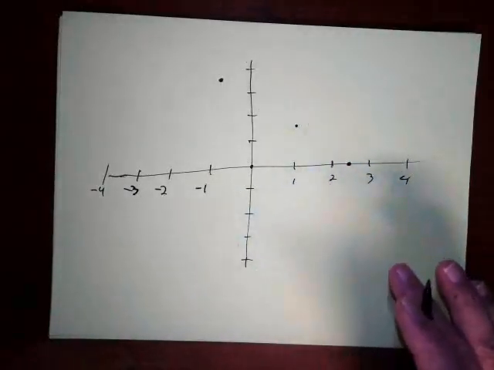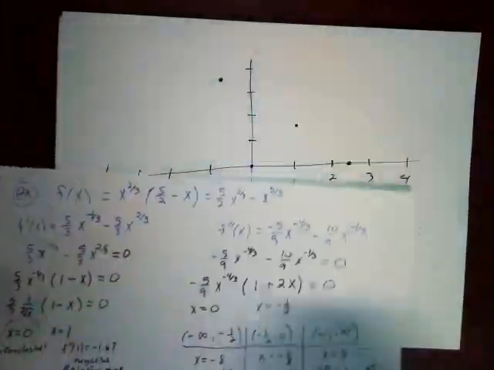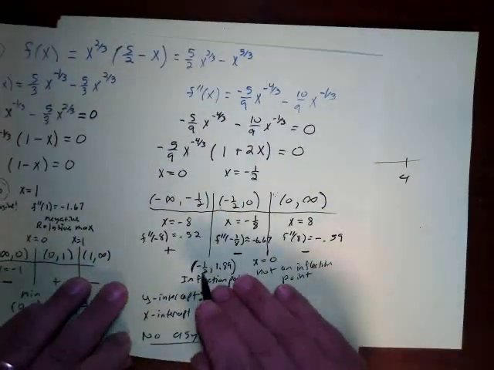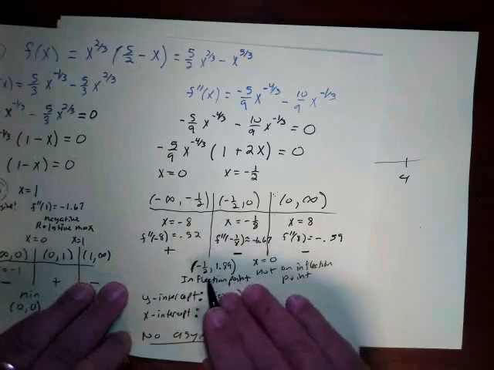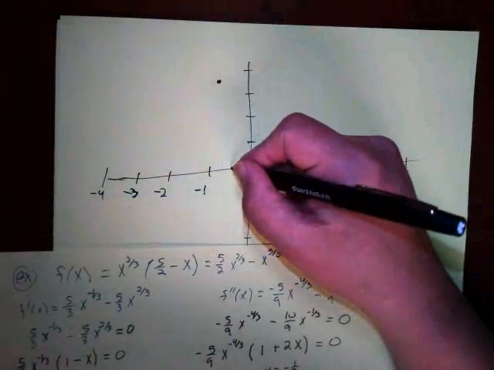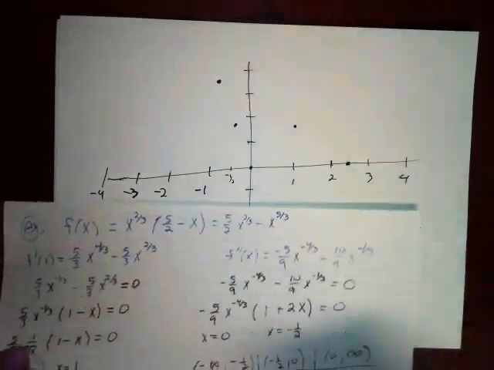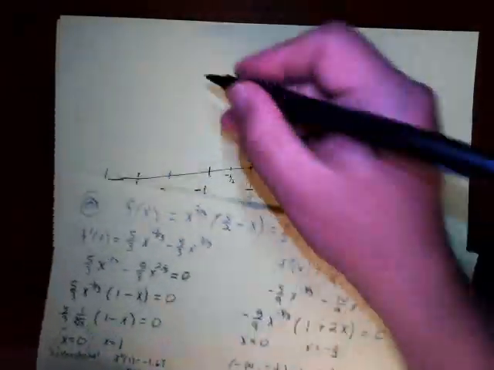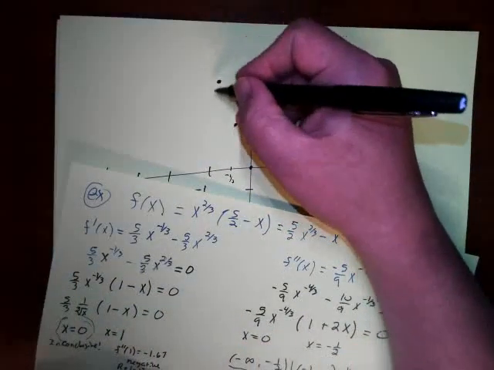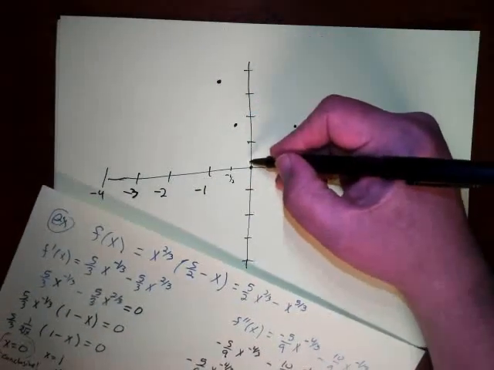So let's look at some of these other things then. We know that it's decreasing this whole time. But here's an interesting thing, it has an inflection point at -1/2, 1.89. So here at -1/2, 1.89, there's an inflection point. And here it's concave up. So this graph is going to be concave up, and then it changes to concave down. Okay?